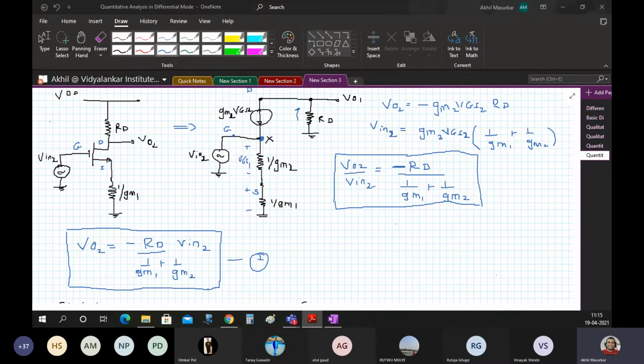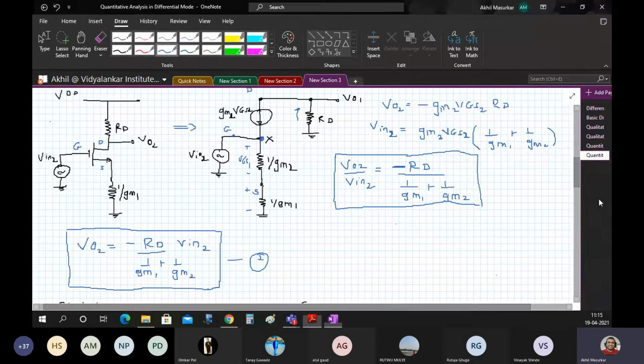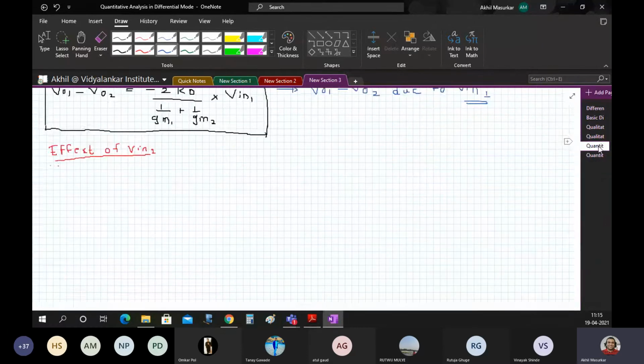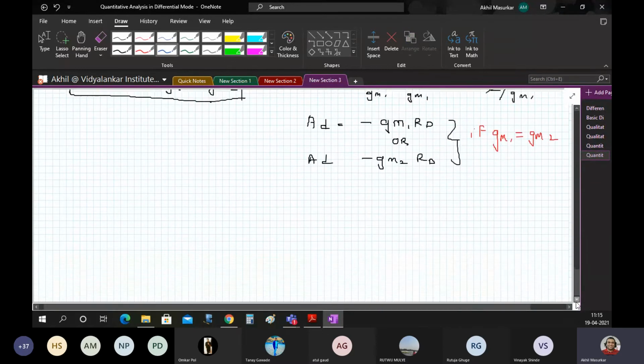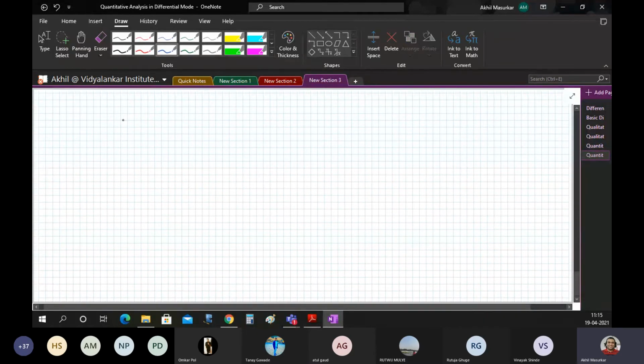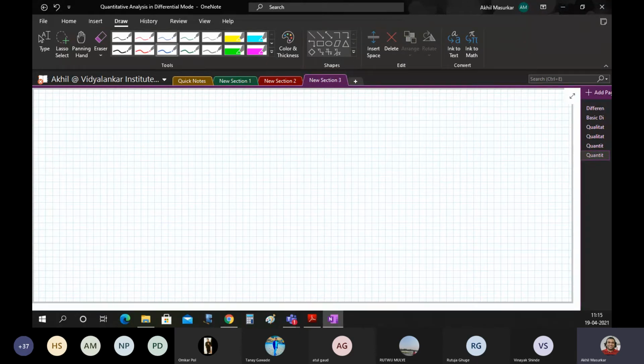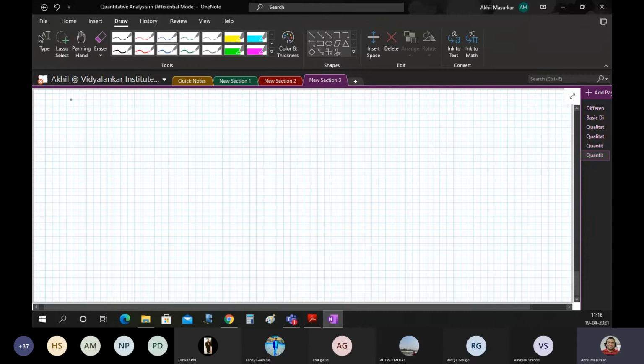So this problem that we are going to do is a very famous problem in the exam. So let's start with that problem. So the problem is something like this, that in the circuit given below, so this is the problem. Let me write it down first.